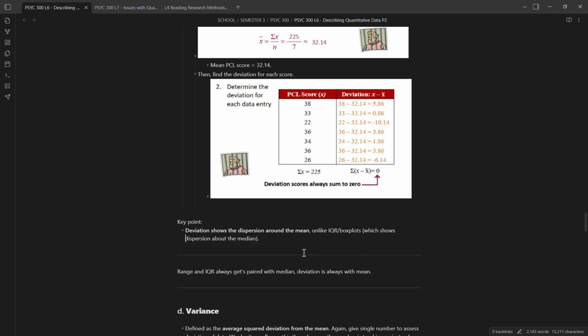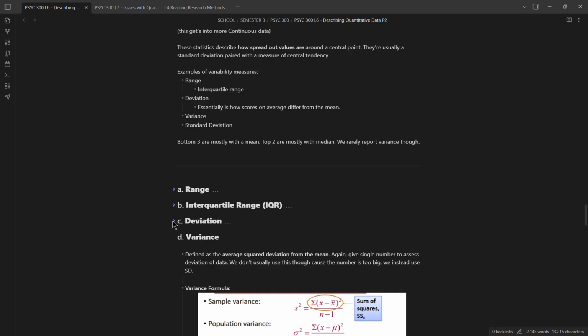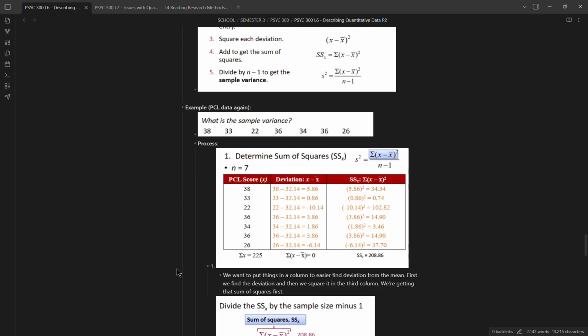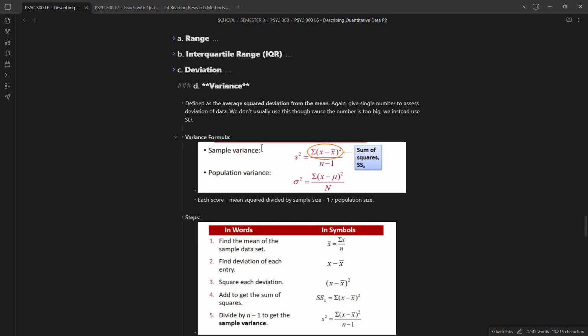Yeah, pretty simple. So that's our deviation. So deviation shows the dispersion around the mean, unlike IQR or box plots, which show dispersion around the median. Range and IQR always get paired with median. Deviation is always paired with mean. That's important to note. Okay, so now we have gone through range, interquartile range, deviation. Now let's get into some variation.